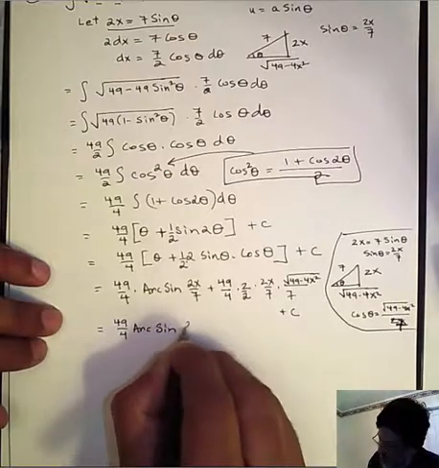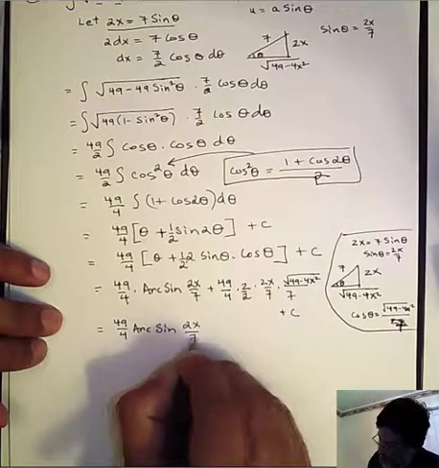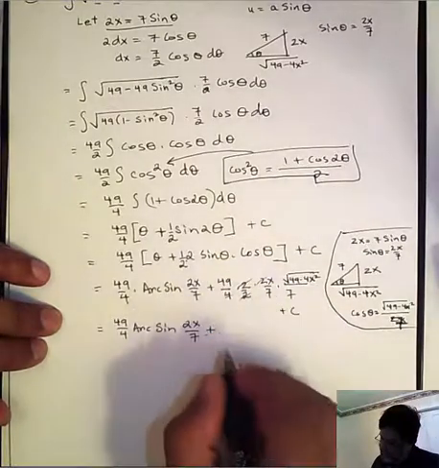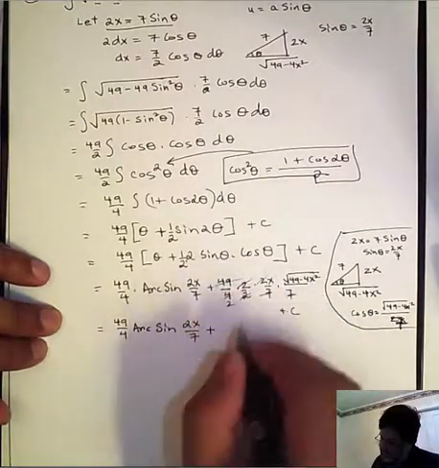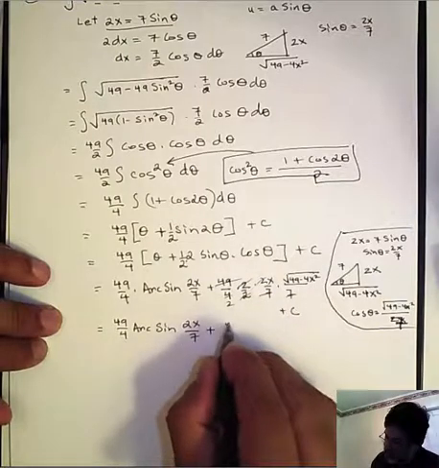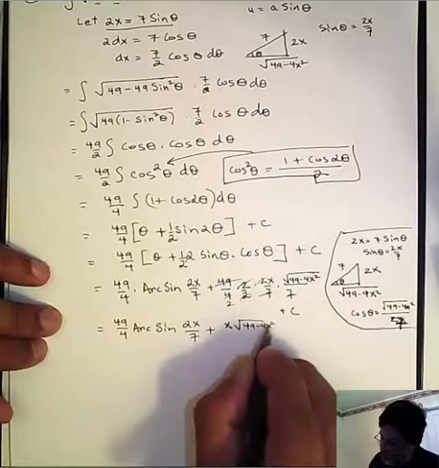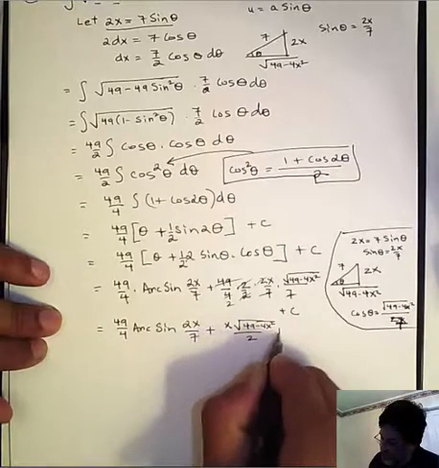arc sine 2x over 7 plus, cancel, cancel, cancel. So it'll be x times square root of 49 minus 4x squared over 2 plus c.